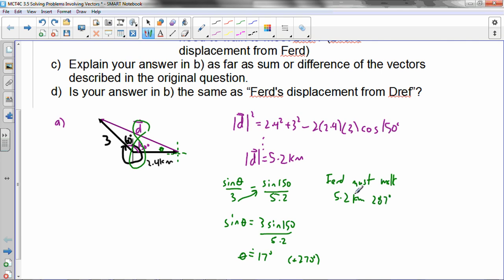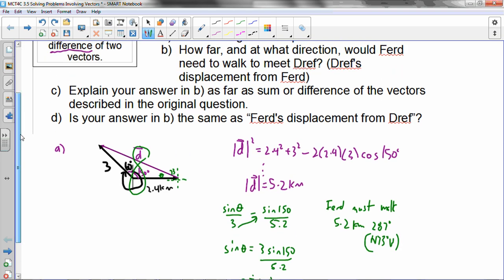287 degrees. Or if I wanted to report it in the quadrant bearing, it would be north this many degrees west, which is, if this is 17, this is going to be 73 in there. So this would be also reported as north 73 degrees west, if you like. And this is B, part B.